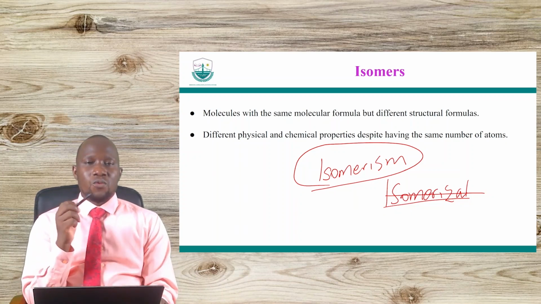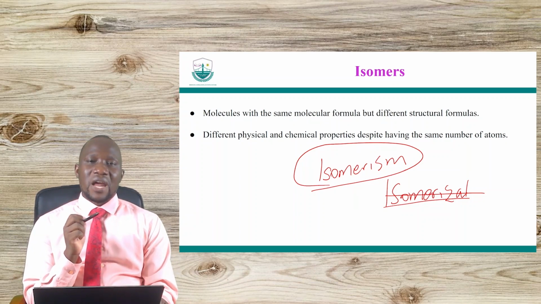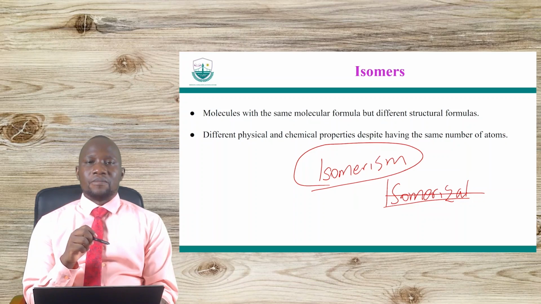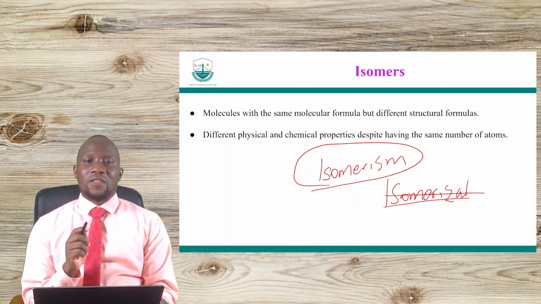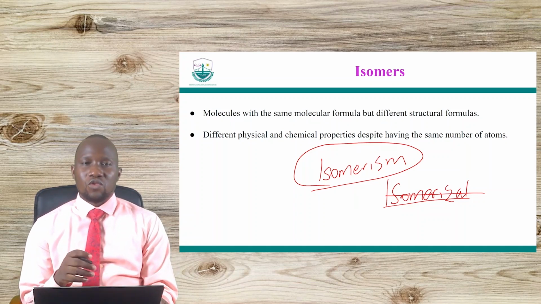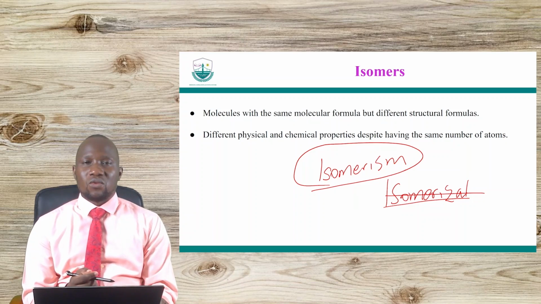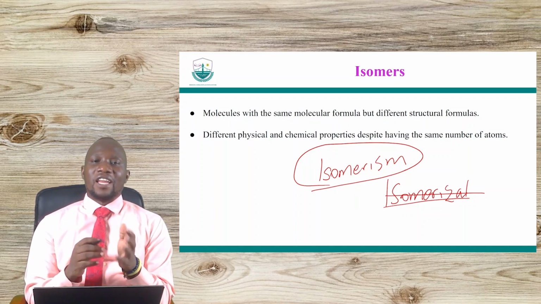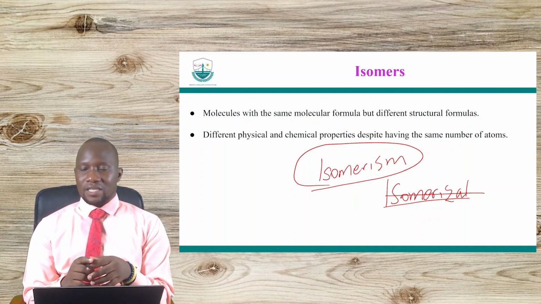So the way the atoms are arranged can affect how that compound will react. For example, if the functional group is well positioned and exposed, then the reaction will be faster compared to if the functional group is hidden, where the reaction cannot easily take place.